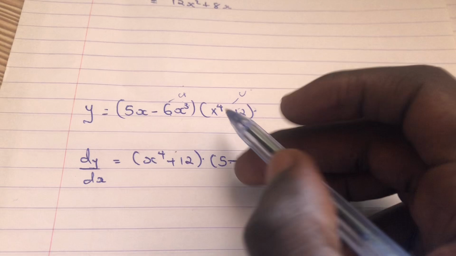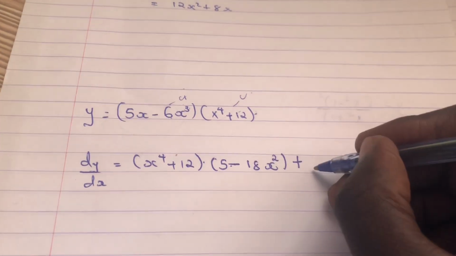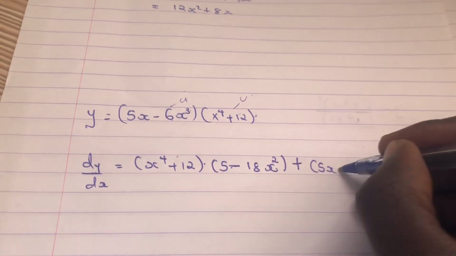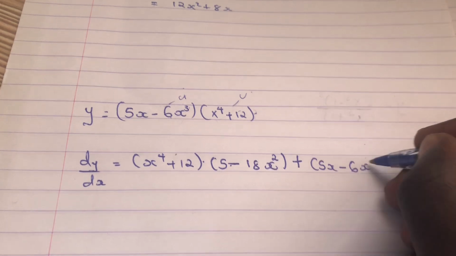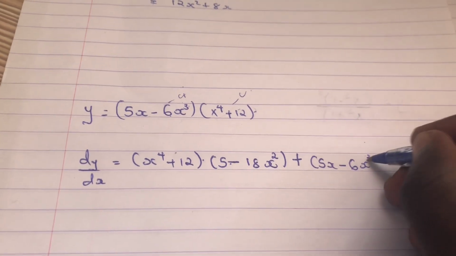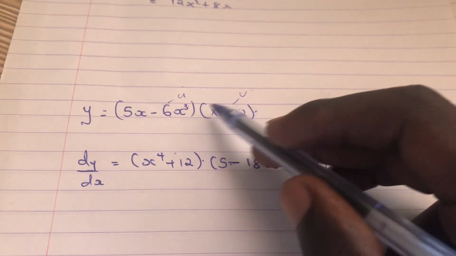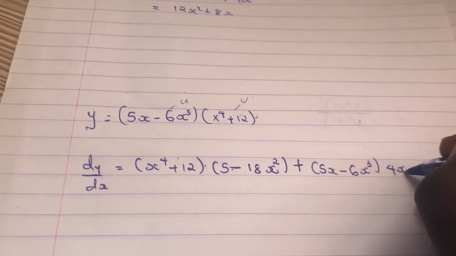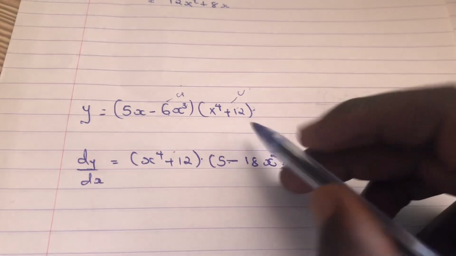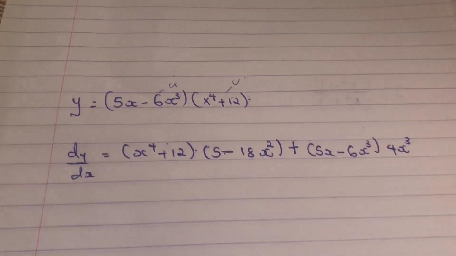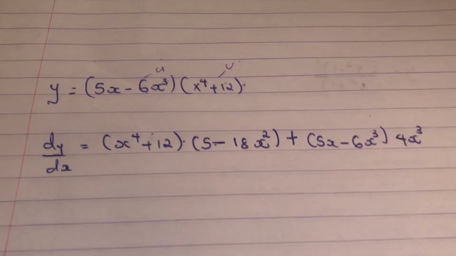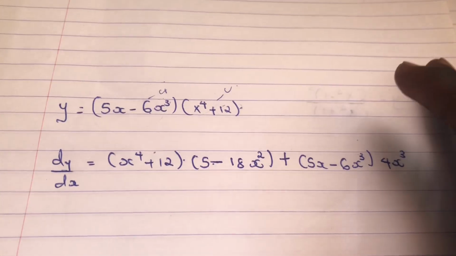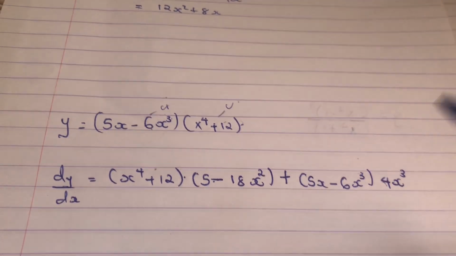Plus, now we'll go to the next one. Now you leave u constant, which is 5x minus 6x cubed, and differentiate this. Drop the power, this becomes 4x to the power 3. Differentiating 12 gives you 0. Are we together? So when you have this question, you can simplify it further by multiplying this into this.